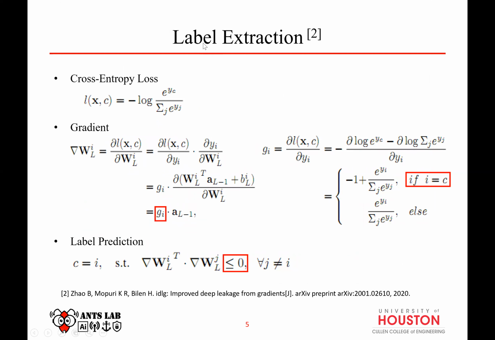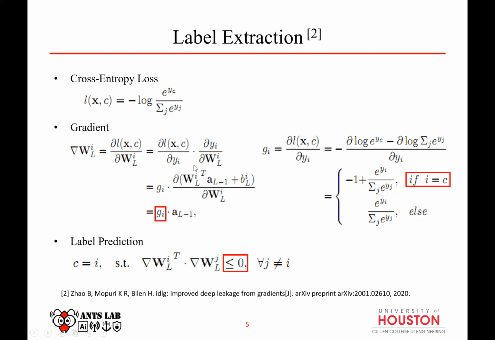The second method is to use the gradient to extract the label. This is different from the first method. In the first method, they use a random dummy label, but in this one, they can extract the label information from the shared gradient. We can see this is the cross entropy loss, and this is the computed gradient.